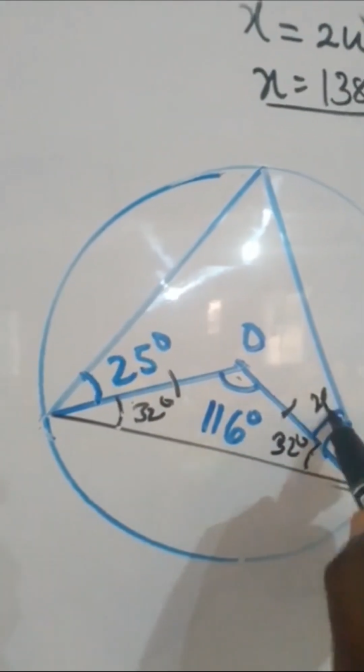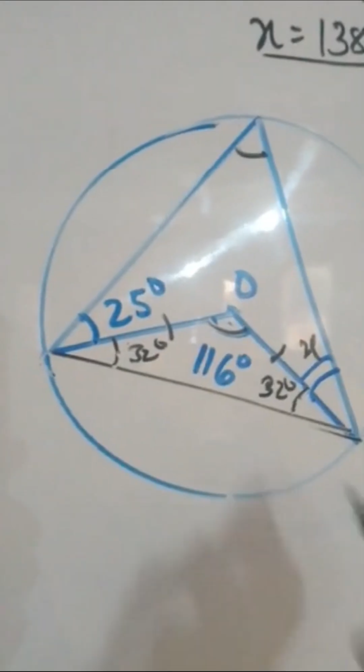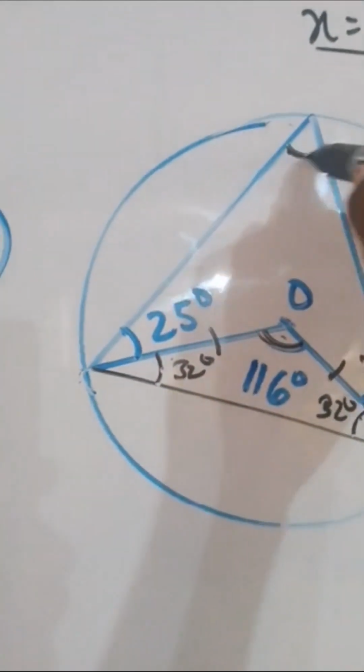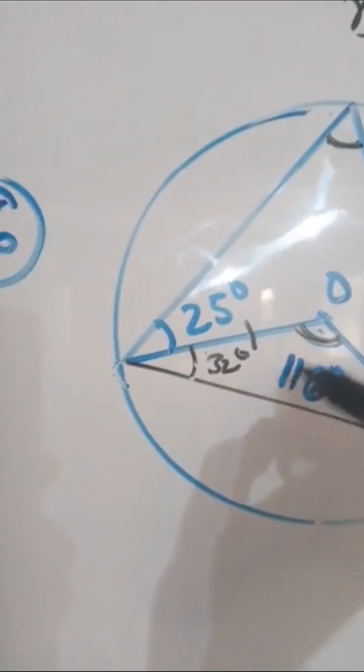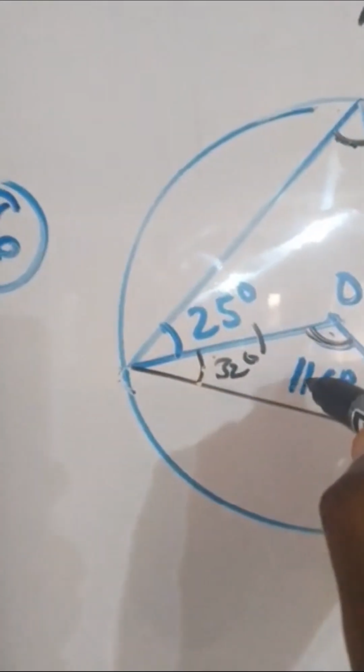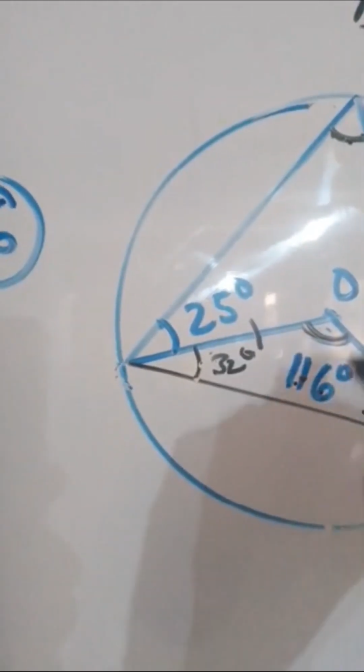Let's call it x. Recall, angle at the center is twice the angle at the circumference. So this angle is 2 times what we have here. When we divide this angle by 2, we get this. 116 divided by 2 gives what?